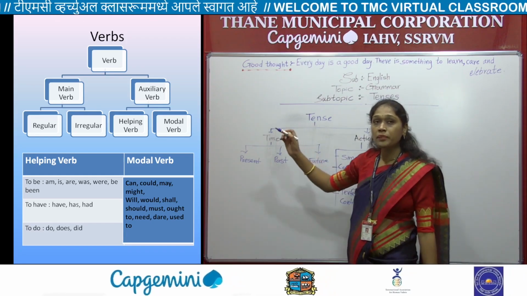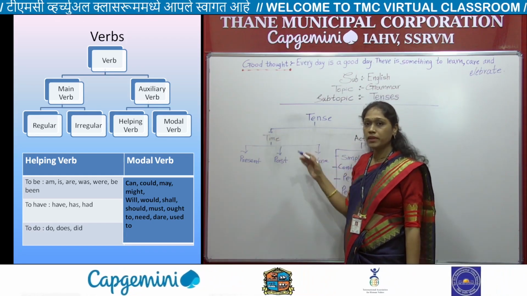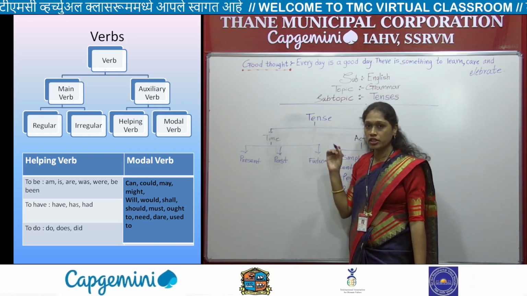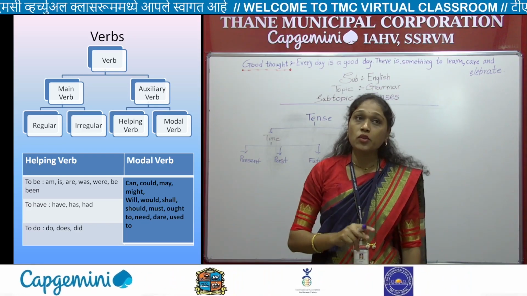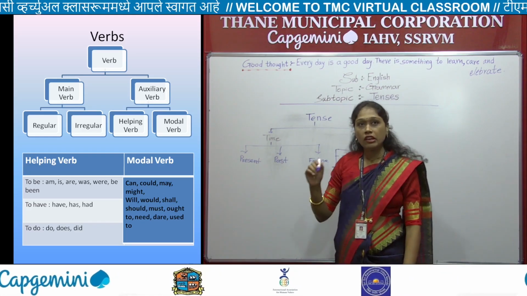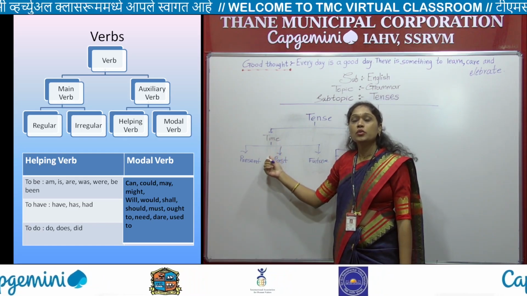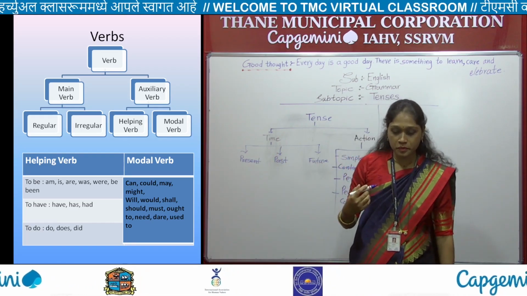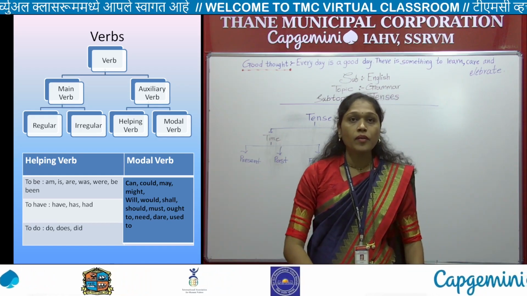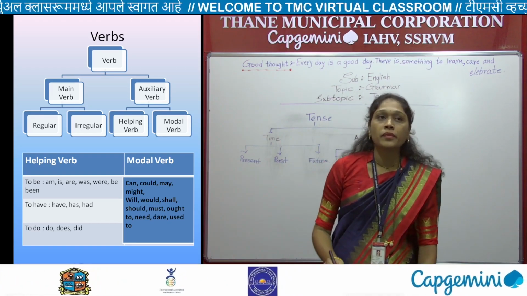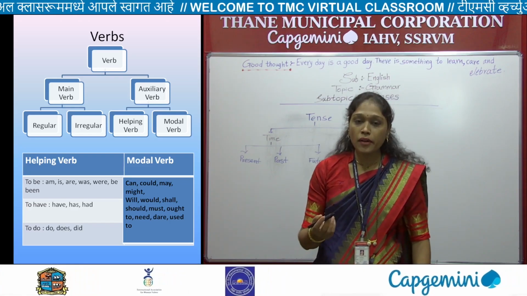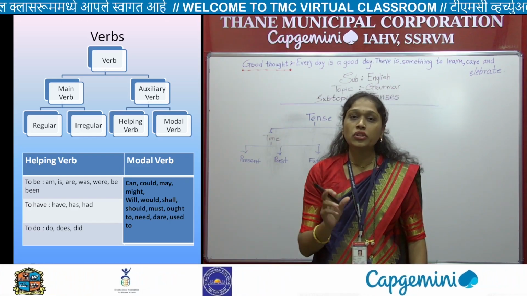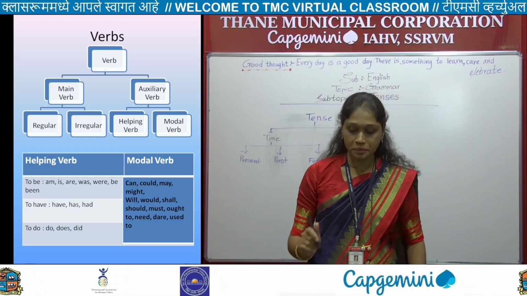There are two subtypes of verbs: main verb and auxiliary verb. There are two subtypes of main verb: regular verb, irregular verb. Two subtypes of auxiliary verb: helping verb and modal verb. What is the main verb? The word we use to show the action, that is main verb.